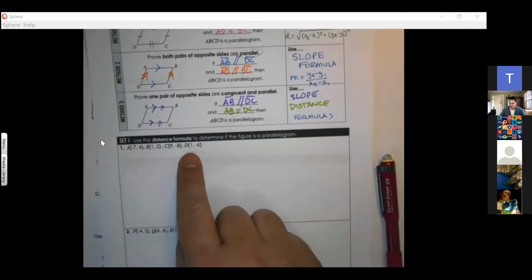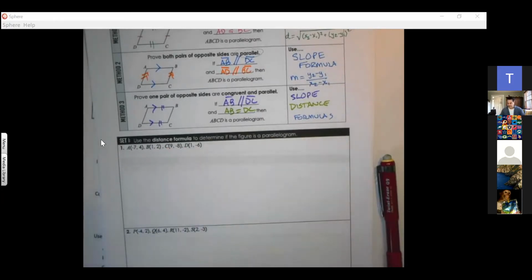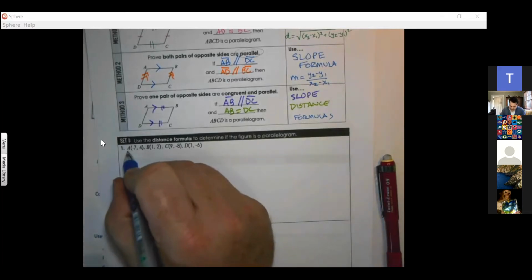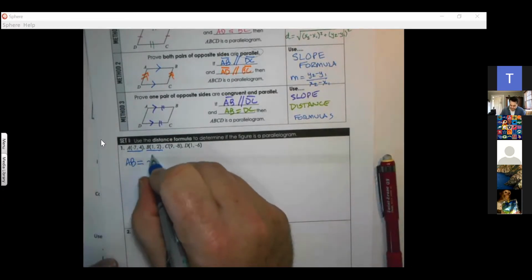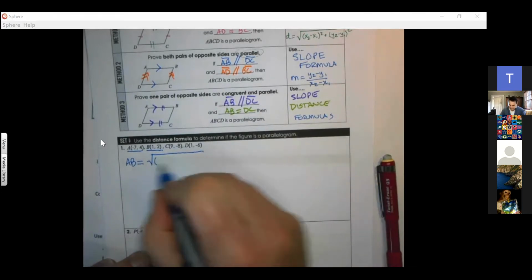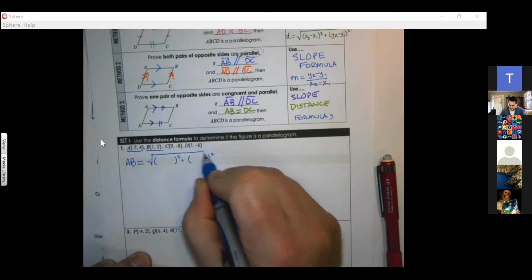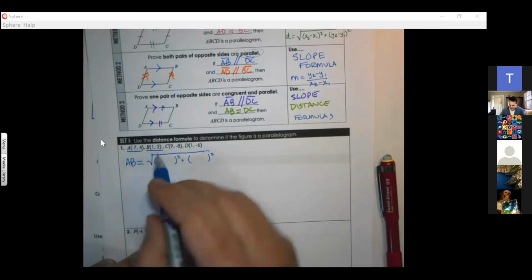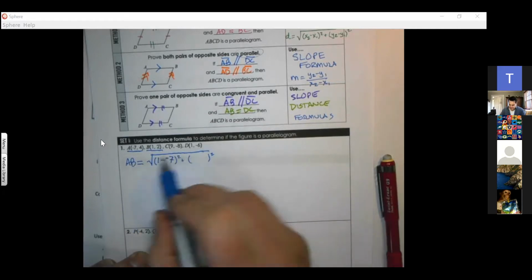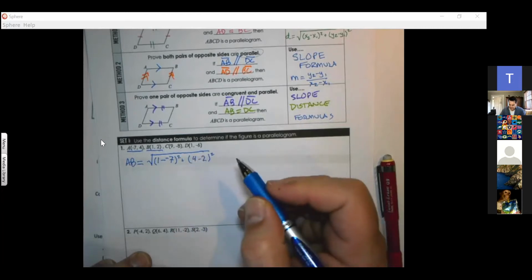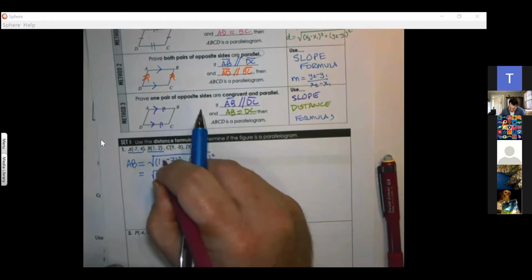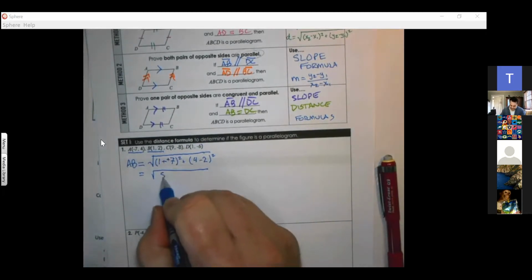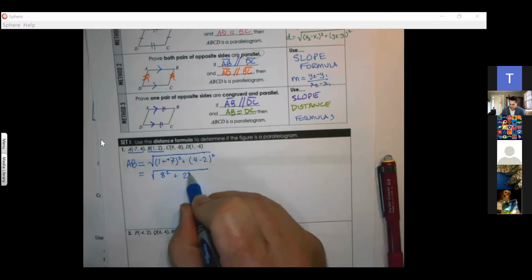Set number one, it gives us the coordinates and it tells us to use the distance formula to determine if this is a parallelogram. So first thing I'm going to do is I'm going to take the first two points, A and B, and I'm going to find AB using my distance formula. So that says take the difference between the x's, 1 minus negative 7, and the difference between the y's, 4 minus 2. So 1 minus negative 7, because it's two of those negatives, that's going to mean plus. So that's 8 squared, and then 4 minus 2 is 2 squared.